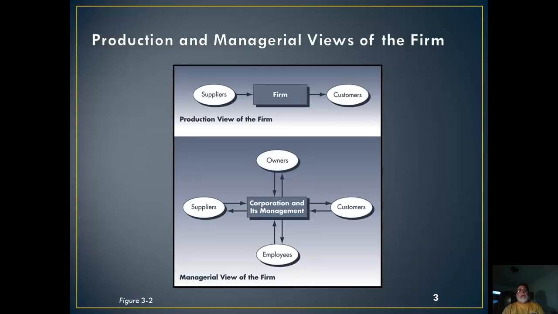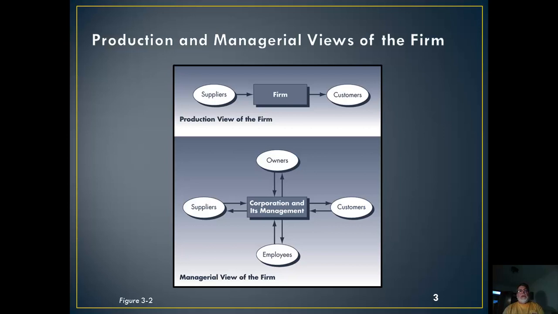In this slide, and the following slide, we're going to discuss three different views of the firm. The earliest one was just a simple production view. Suppliers, and notice that the arrow is in one direction, provided supplies. They had no real voice in what was going on, and the firm took their supplies, their materials, and produced them into a product or service and sold them to customers.